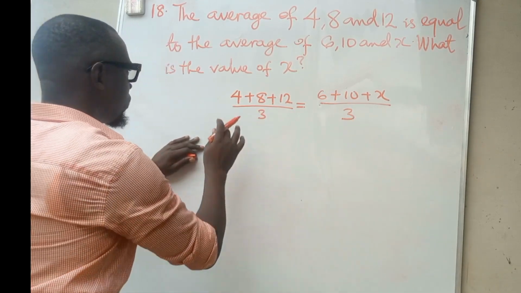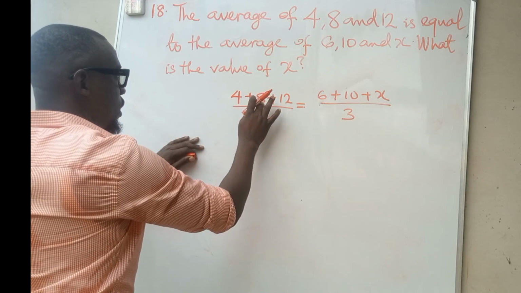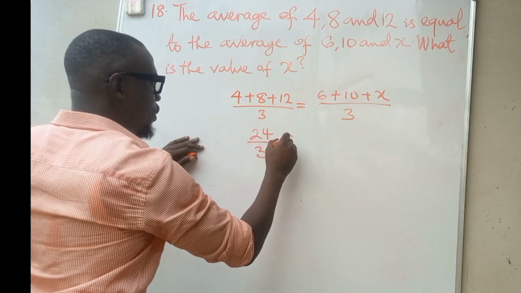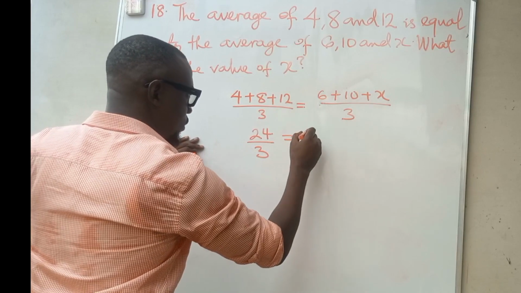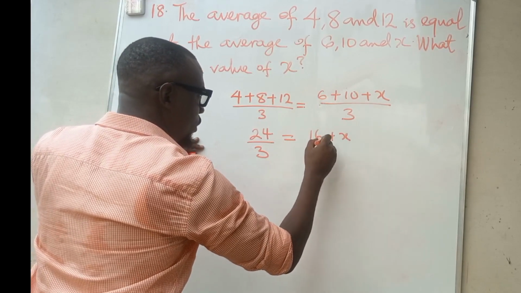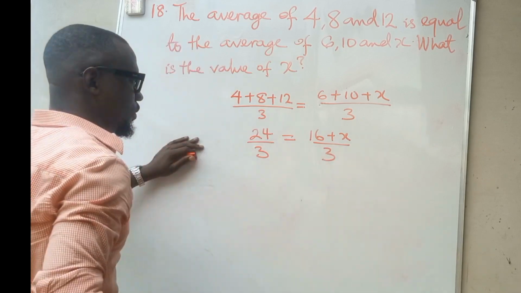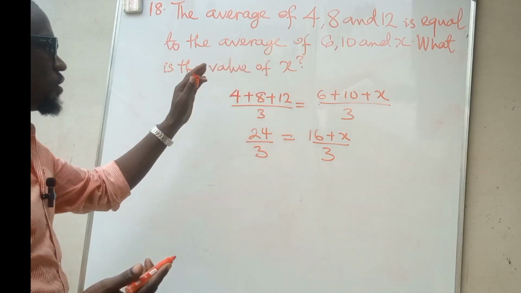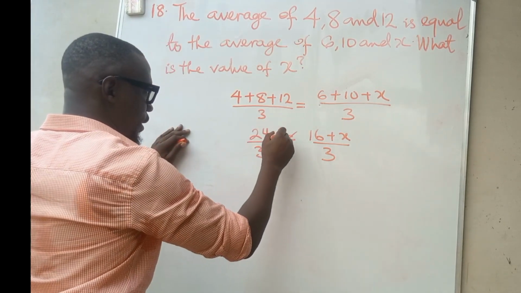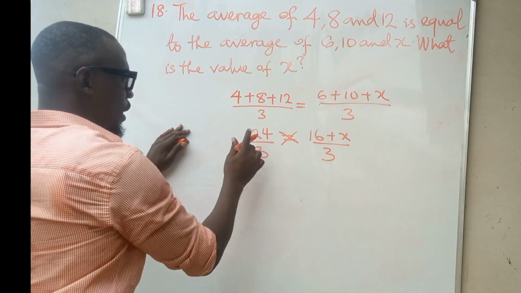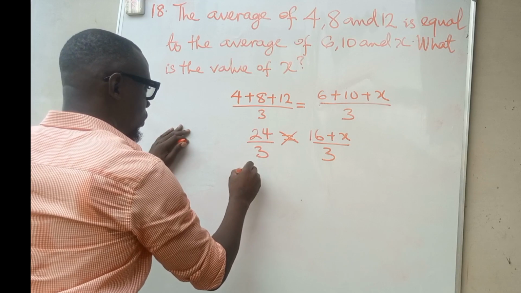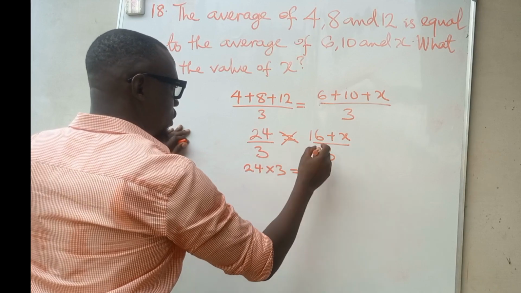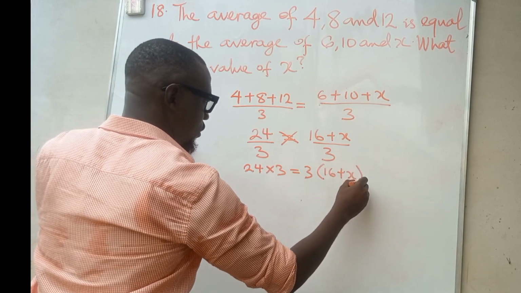So to make it simpler for us, 4 plus 8 is 12 plus 12. That's 24 over 3 equal to 6 plus 10, that's 16, 16 plus x over 3. Now we are looking for x, because the question says, what is the value of x? So we can cross multiply. When we cross multiply, this will give us 24 times 3 equal to 3 into bracket 16 plus x.